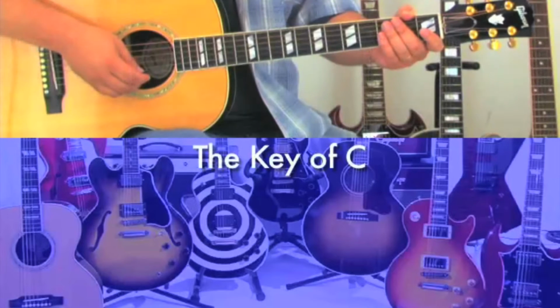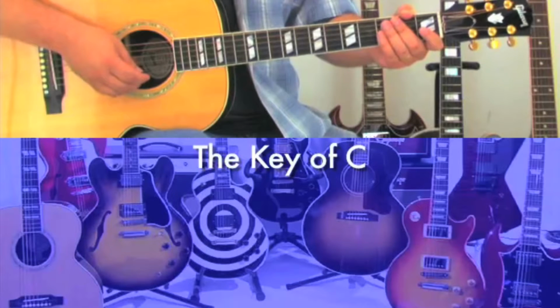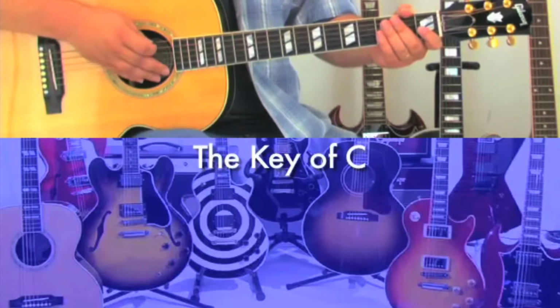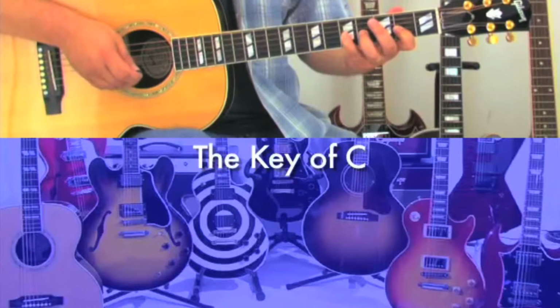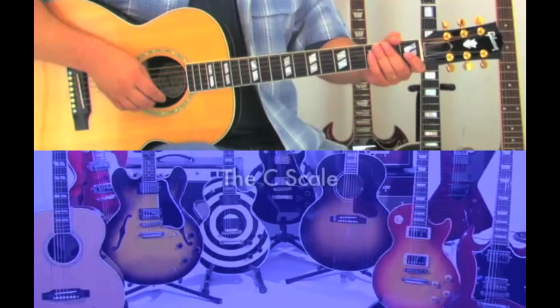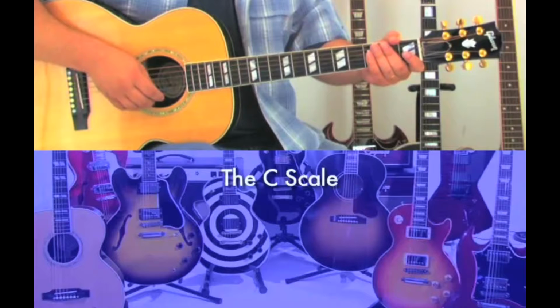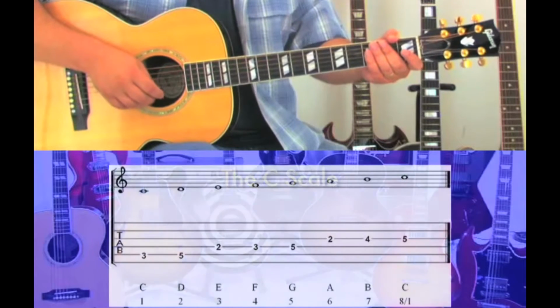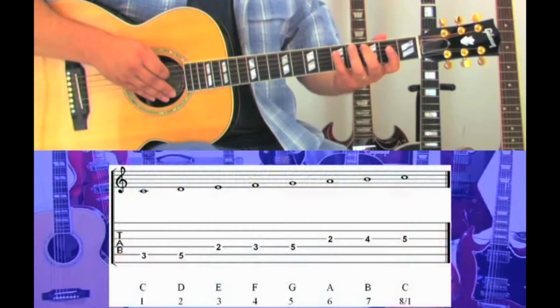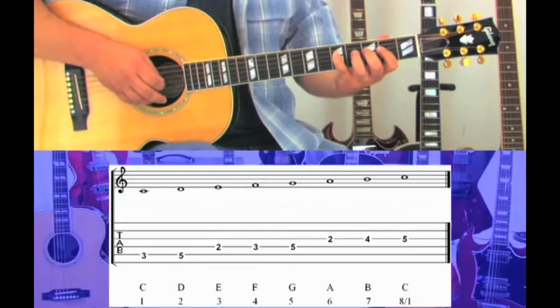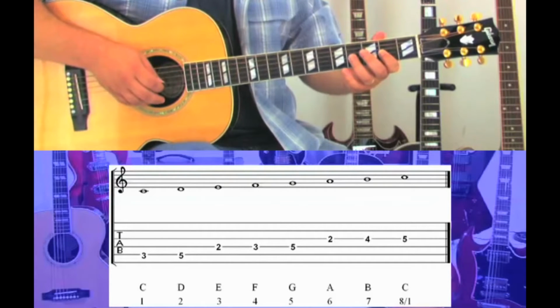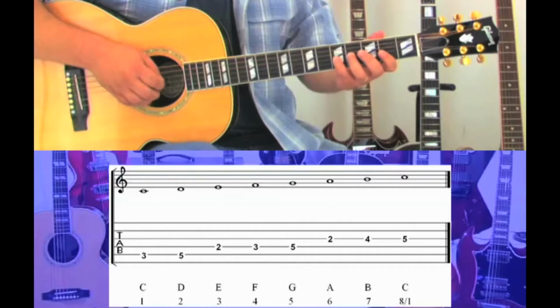A key is simply the same as the scale you are using. If you are using a C major scale, you are playing in the key of C. The C major scale is made up of all natural notes, no sharps, no flats. The notes of the C scale are C, D, E, F, G, A, B, and the scale resolves on another C note, which is an octave higher than the starting note.